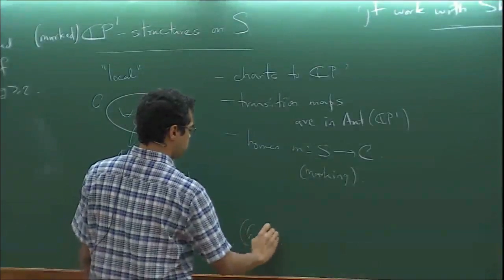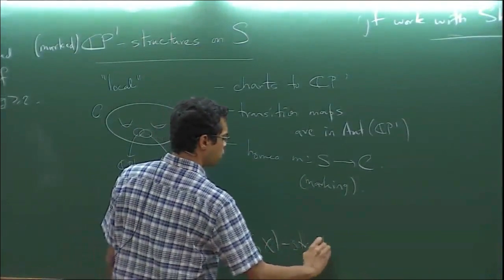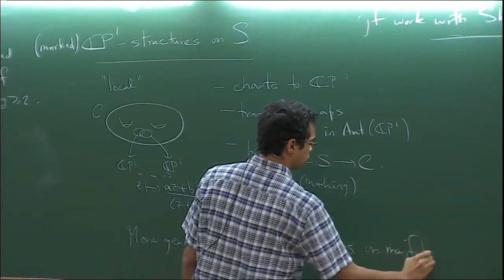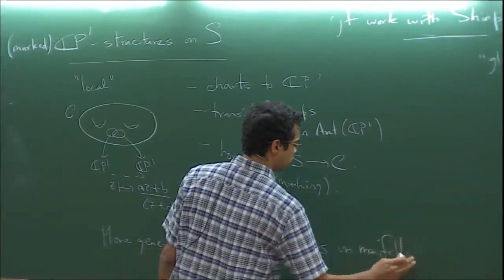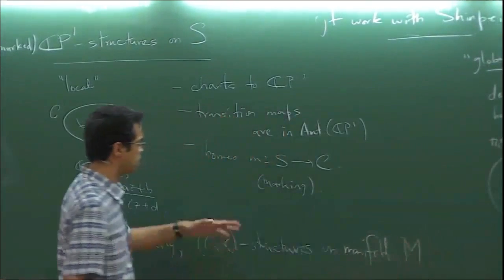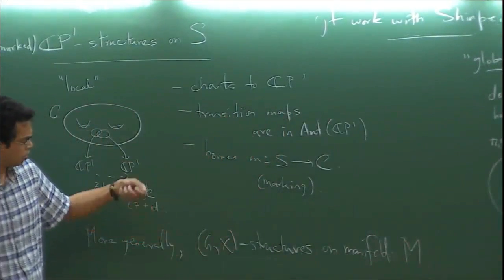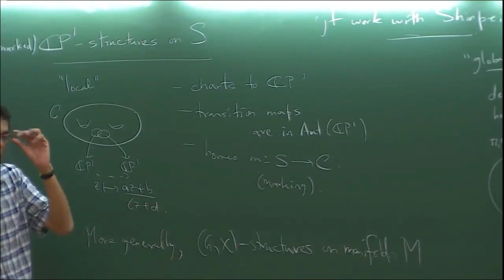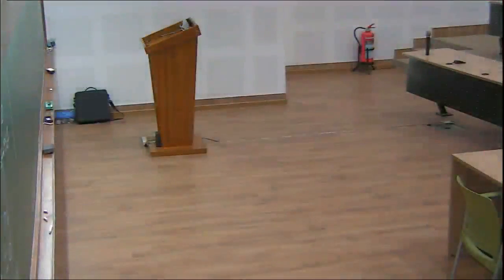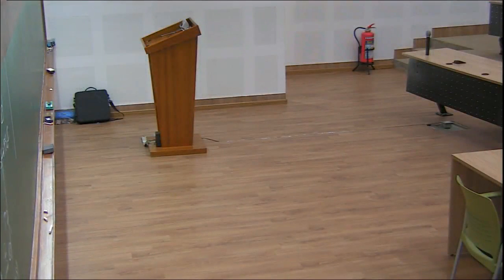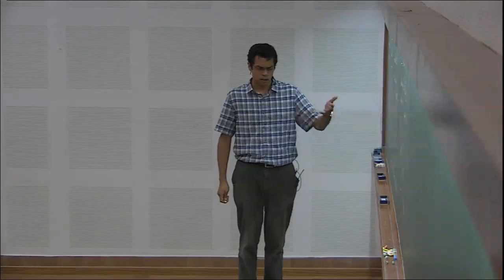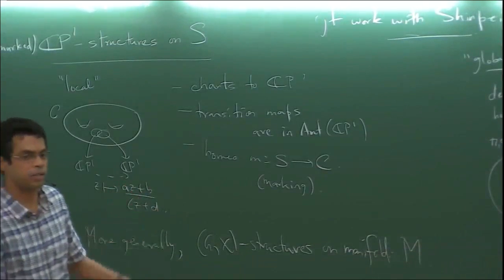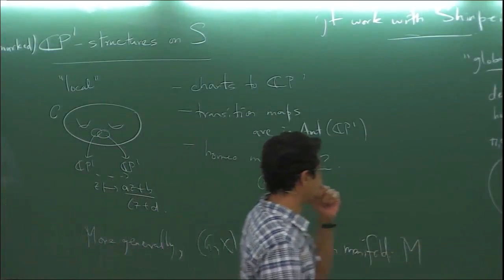And more generally, I should point out that you have what are called GX structures on manifolds. On a manifold M, and this is a special case of that here. G is some Lie group, and X is some space on which this Lie group acts, like a homogeneous space. So these arose earlier in this conference, and the objective is to understand the deformation spaces of such GX structures on manifolds, and this is a special case.